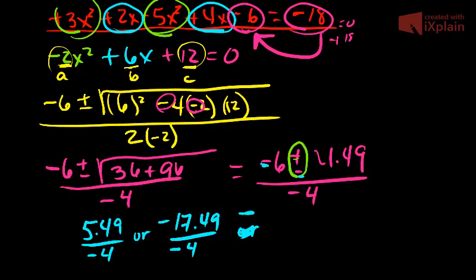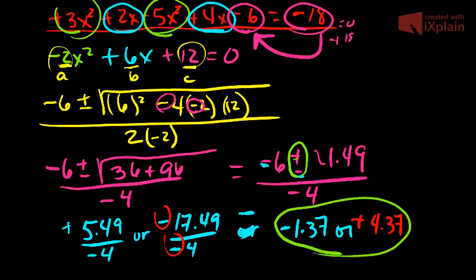So I get a positive 5.49 divided by a negative 4, which gives me a negative 1.37. Or I have a negative 17.49 divided by a negative 4, and you know that two negatives give you a positive, and I'm going to get a positive 4.37. Those are the two answers to our equation. Either one of those will make that whole thing equal 0.